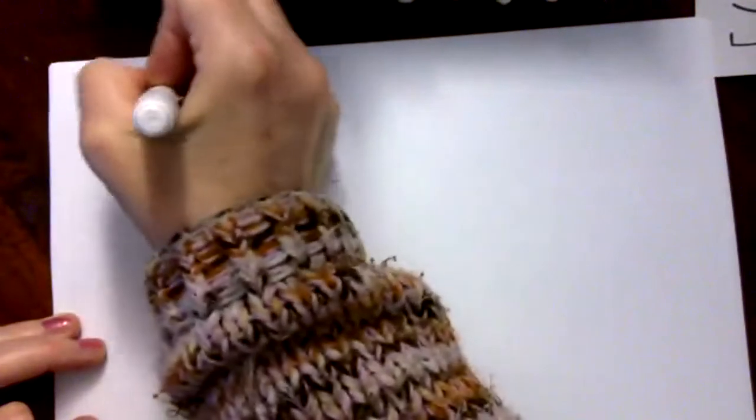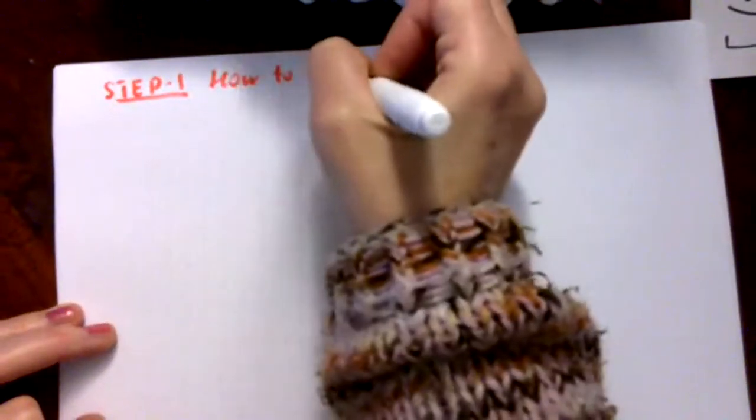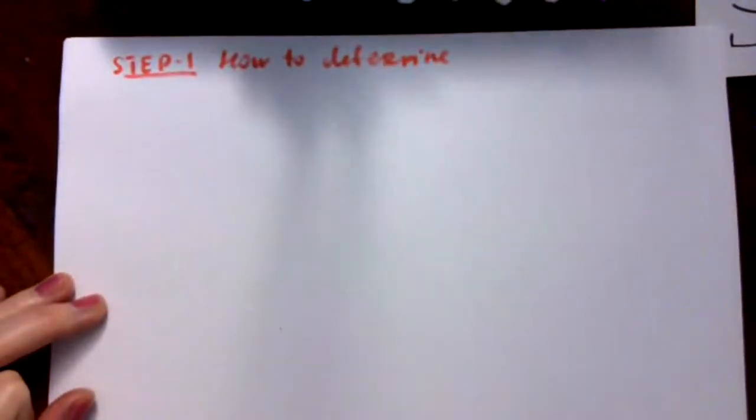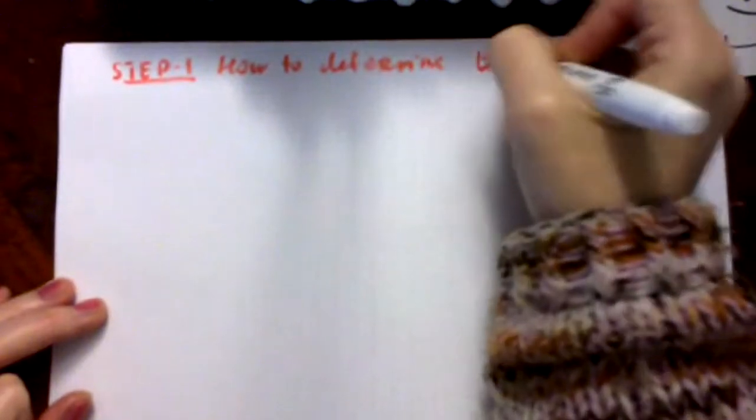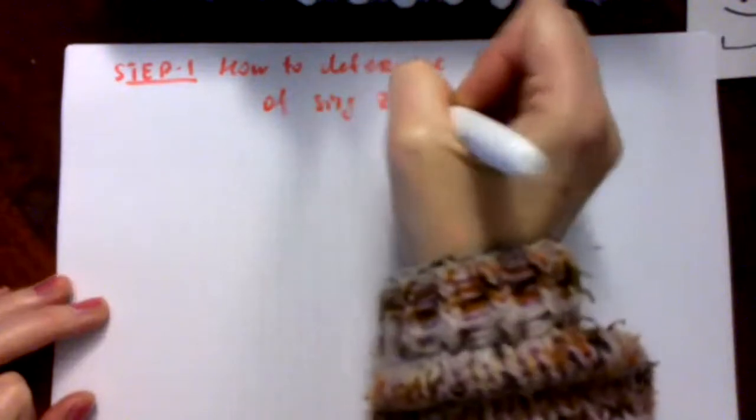So let's start discussing step 1. Step 1 is about determining the type of your singularity. So let's write it down. How to determine the type of singularity z0.